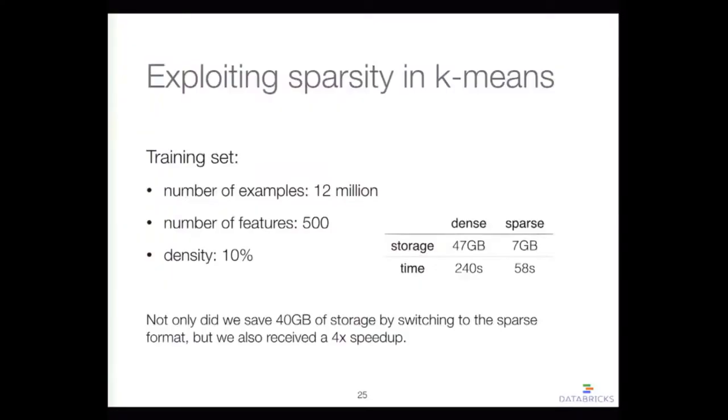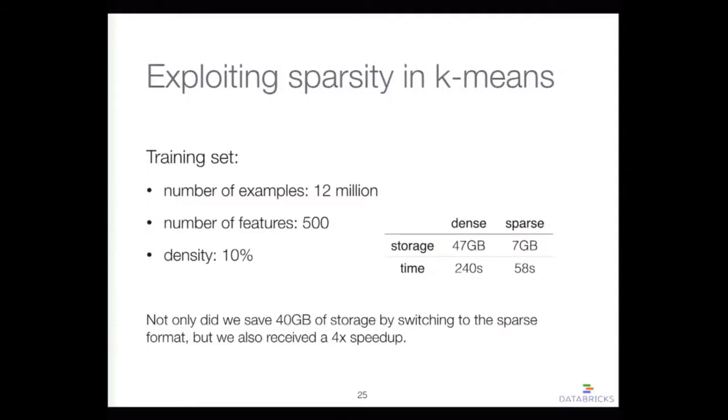So the first example is from Twitter data. We have 12 million tweets. The feature dimension is about 500, and the density is about 10%. So if we store the data set in dense format, it will be about 50 gigs. And in sparse format, it's just 7 gigs. And for running time, we also see about a 4 times speed up. So it's both storage and runtime performance gain.